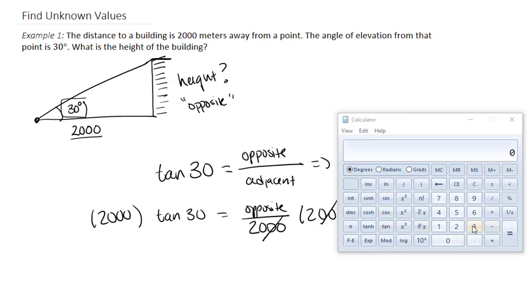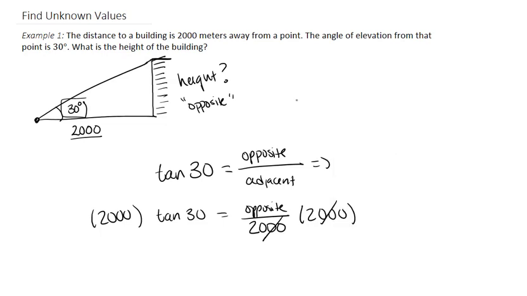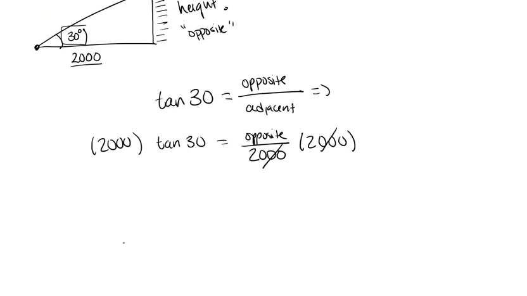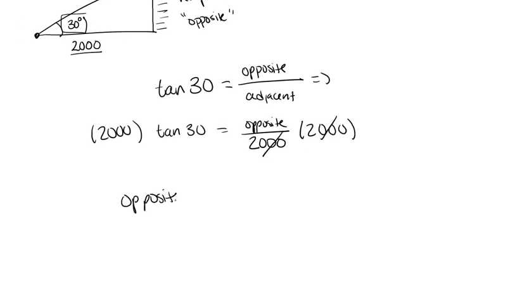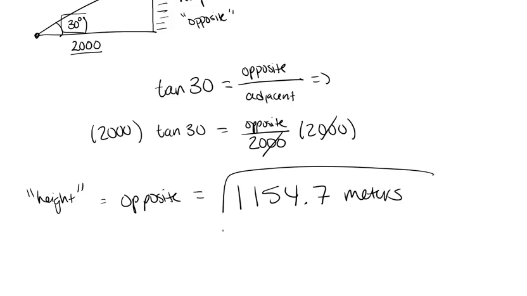So we would take the 30 degrees, take the tangent of that. So that's 0.577. Then we're going to go ahead and multiply by 2,000. And we're going to get 1,154.7. So our opposite side is equal to, so the height of the building, and this is in meters. So this is our height. Now let's do another example.